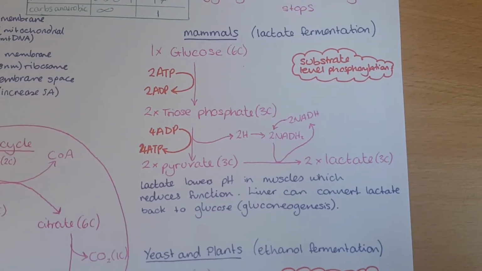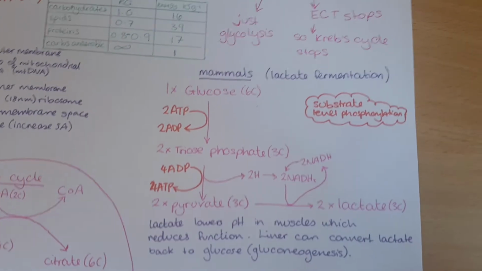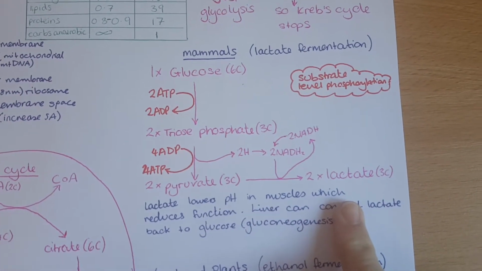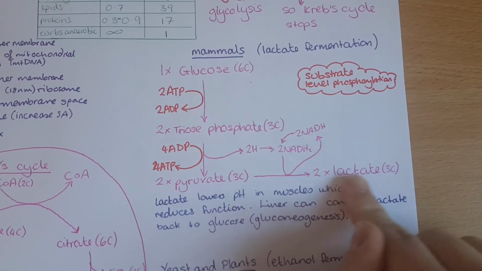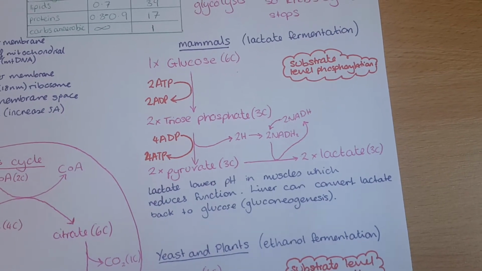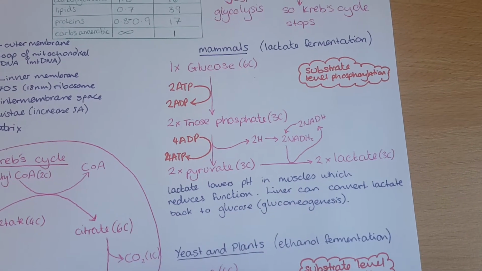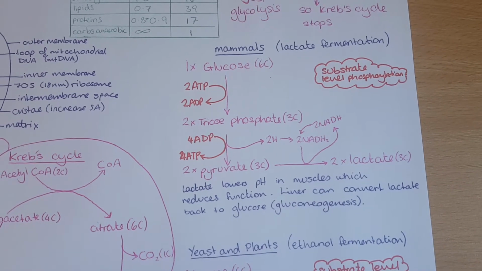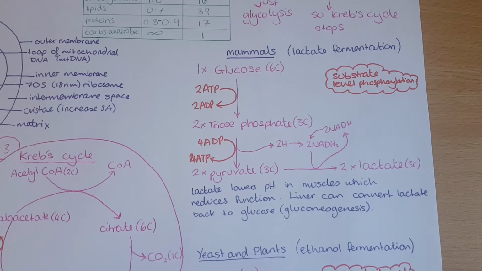So in mammals, pretty much glycolysis happens, but when you get to pyruvate being made, it's converted to lactate instead of an acetyl group. Lactate's quite harmful, it's acidic, it lowers the pH of your blood, it can build up in your muscles and feels very painful. So when you're working anaerobically, you end up with quite a lot of pain. At the end, this lactate can be taken up to the liver and reconverted back to glucose, which is gluconeogenesis.